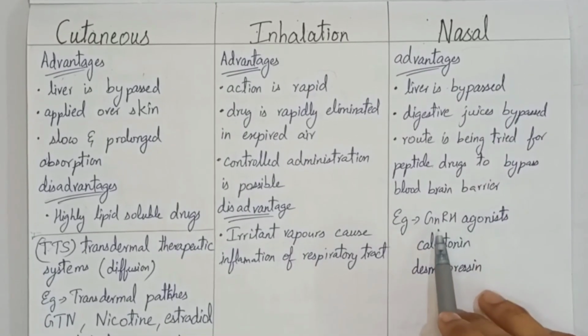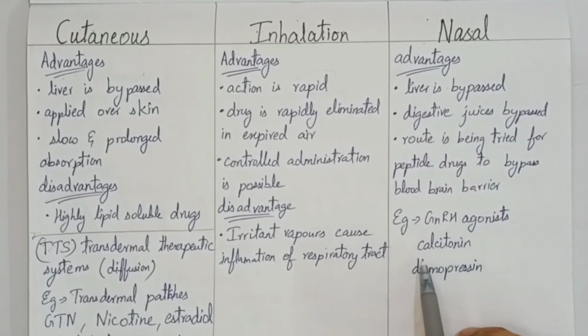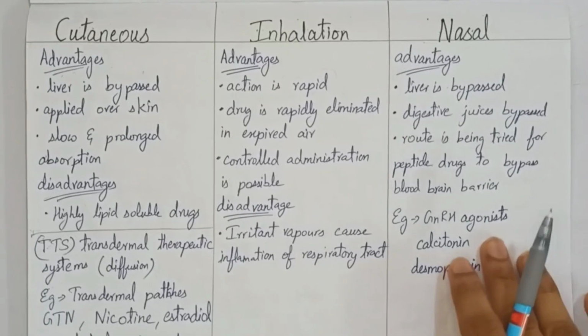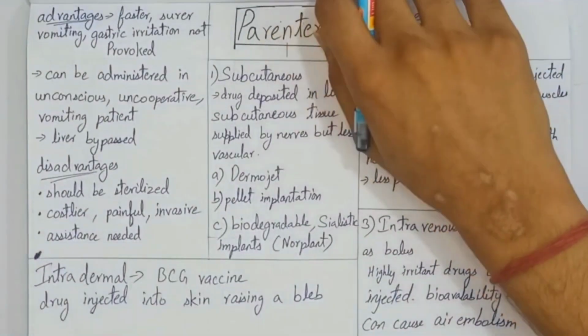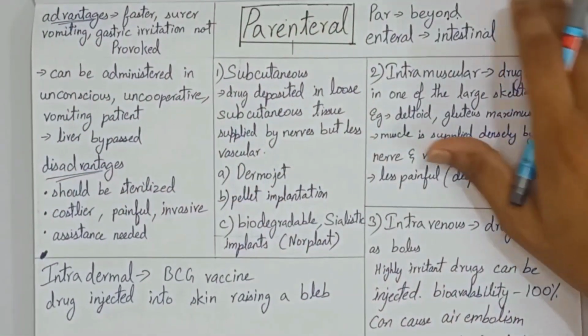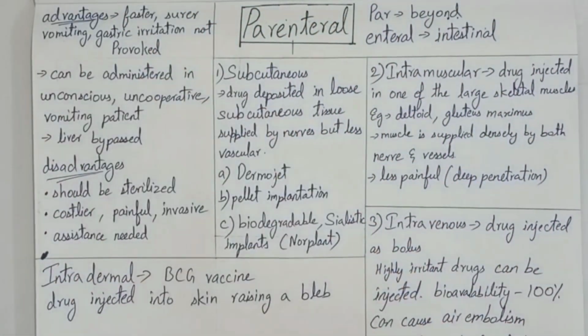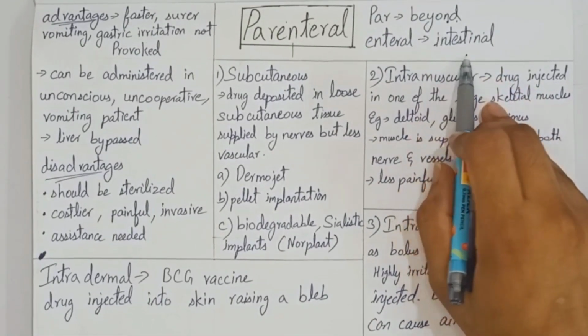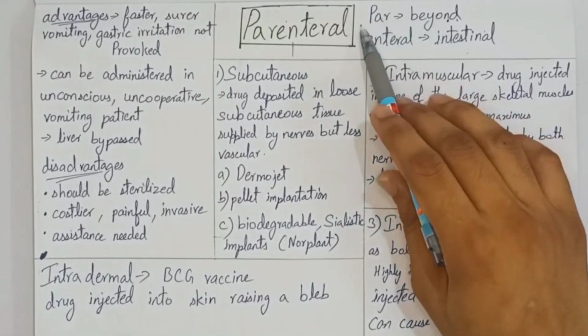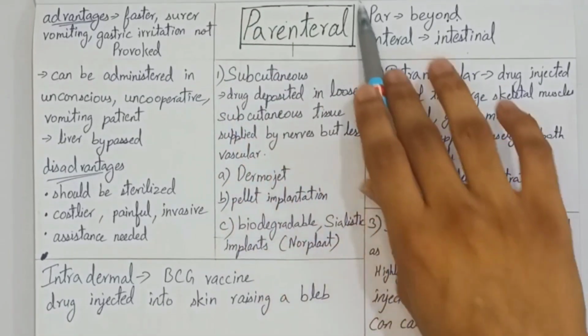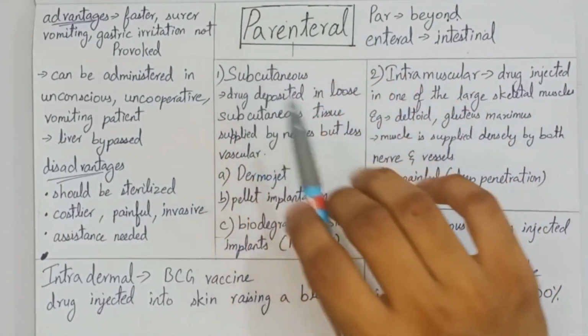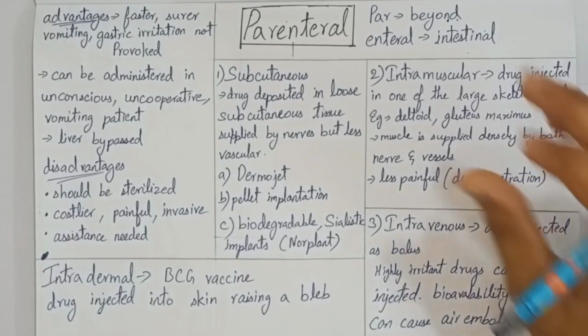Examples of the nasal route are GnRH agonists, calcitonin, desmopressin. Let's discuss the last route of drug administration, called the parenteral route. Parenteral means beyond the intestine. This route totally bypasses the intestine or GIT.